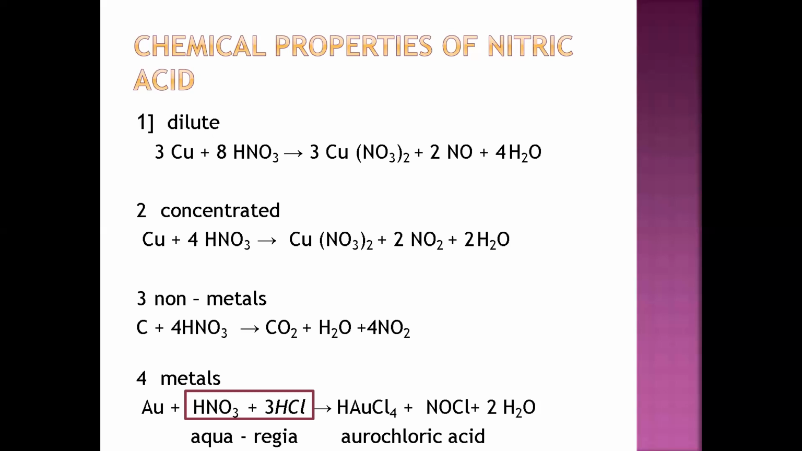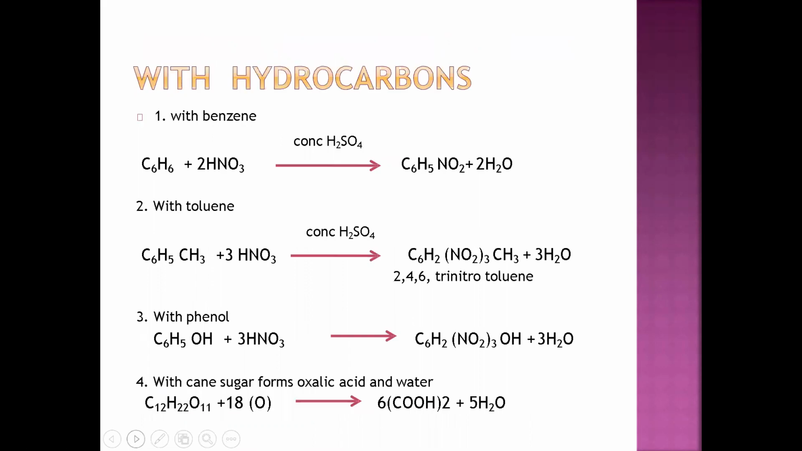So when nitric acid in the presence of HCl reacts with gold, what happened? If gold is dissolving in aqua regia, then it can react with that acid easily. So what happened at that time? Au plus HNO3 plus HCl gives HAuCl4 plus NOCl plus H2O. This is known as chloroauric acid. So chloroauric acid forms along with NOCl and H2O. So this is how your nitric acid reacts with the metals, with the non-metals, and in dilute and concentrated form.